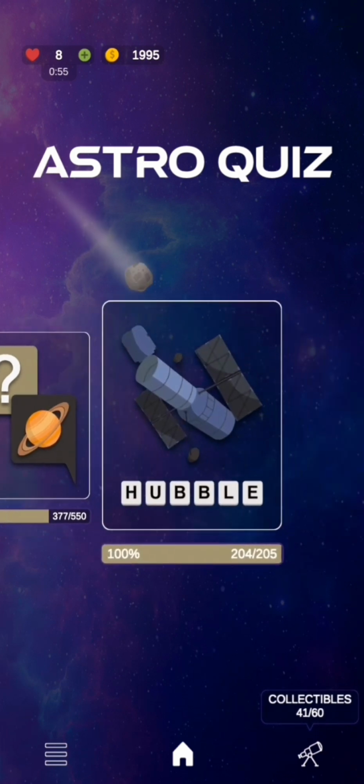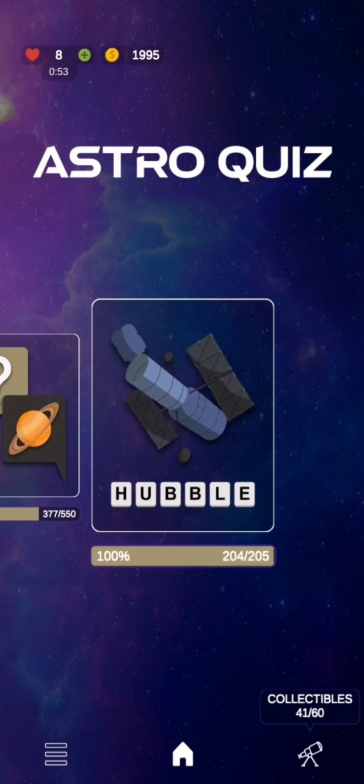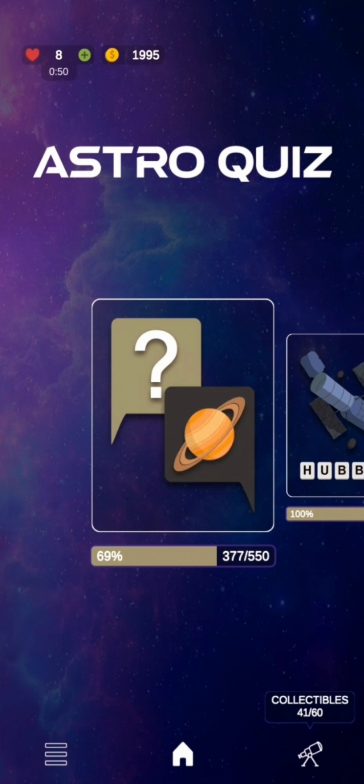This is that free app that I downloaded. It is an astronomy learning app. It has two modes right here. This is just the free version.